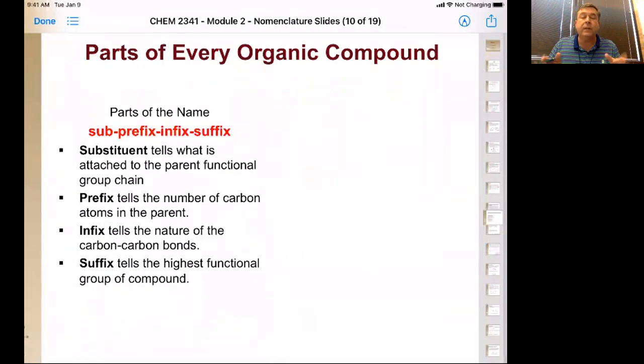Okay, so what that does to us is that breaks all our names down into the substituent, which is in the prefix, of the carbon chain, which tells us the number of atoms in the carbon chain, the infix, that tells us whether we have single bonds, double bonds, or triple bonds, and then the suffix tells us the highest functional group. And so the end of the word name changes.